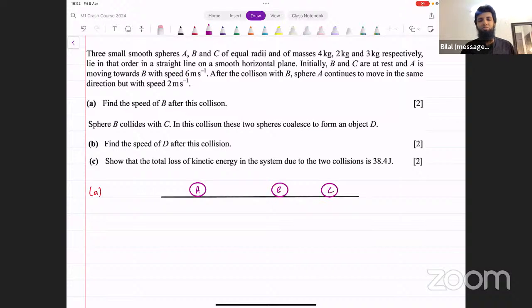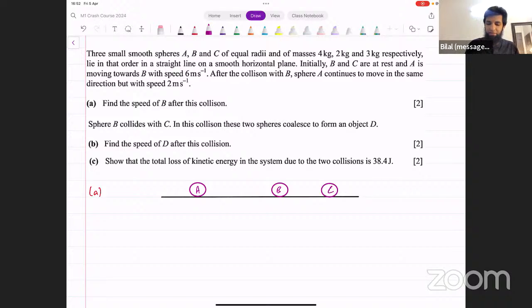Now, since it's a smooth plane and the spheres are also smooth, that means there's no friction. If there's no friction, whatever velocities they are moving at, those velocities are not going to change while they move, right? Because there's no deceleration as such. Okay, so unless there's a collision that happens, they're going to keep moving at the same velocity.